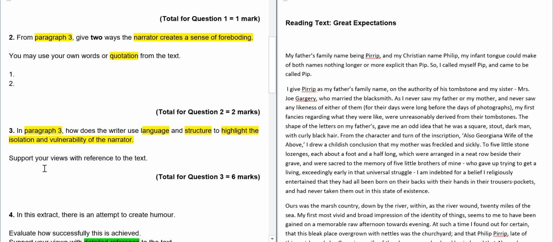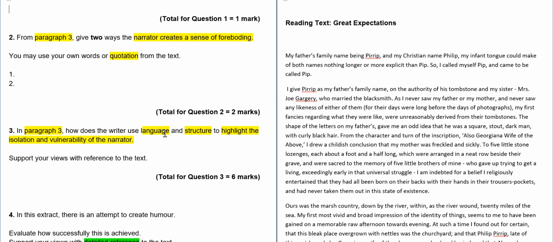And then we get support your views with reference to the text. Now, it would be impossible to answer this question without doing that. In terms of your references, dependent on the points you're talking about, you'll either use quotations or you could paraphrase, so put things into your own words, and we'll see that more in the second video. But for now, we want to make sure you're clear on what things you can talk about in terms of language and what things you can talk about in terms of structure.